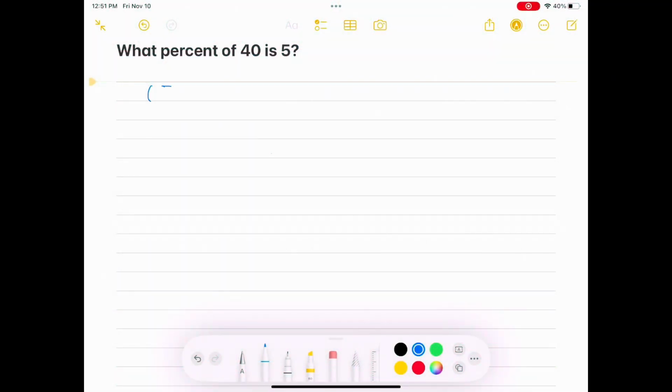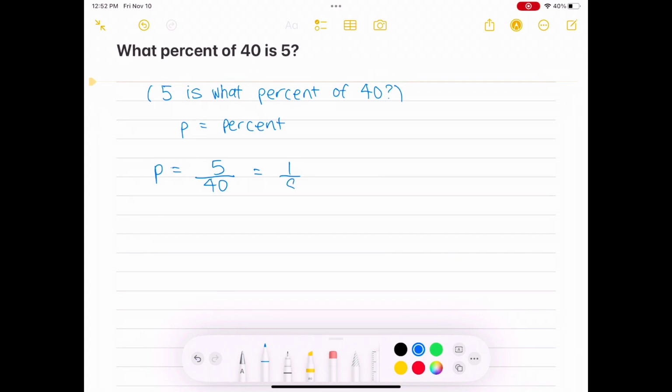What percent of 40 is 5? We can reword that question as 5 is what percent of 40? In this problem, we need to find the percent, which we will call p. So p equals percent. So 5 out of 40 can be rewritten as a fraction, 5 over 40. So first we simplify this fraction. We see that 5 goes into 40 8 times, which means that it simplifies to 1/8.